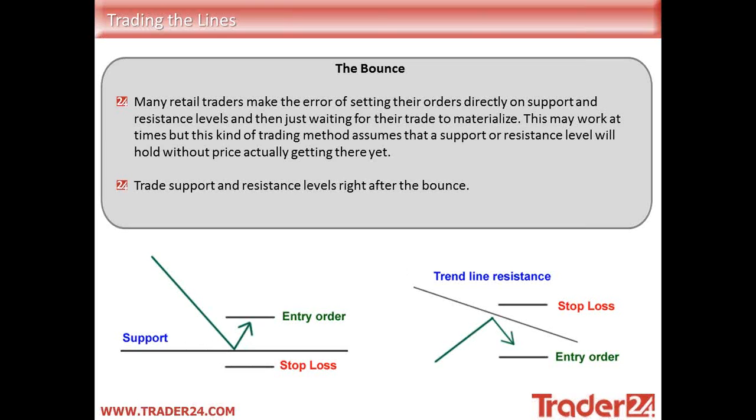Okay, and then conversely, with trend line resistance, we would wait for this bounce up to this trend line, wait for a little bit of a bounce below, and then we would enter. And on the converse side, we would have our stop loss level just a little bit above the actual trend line itself.